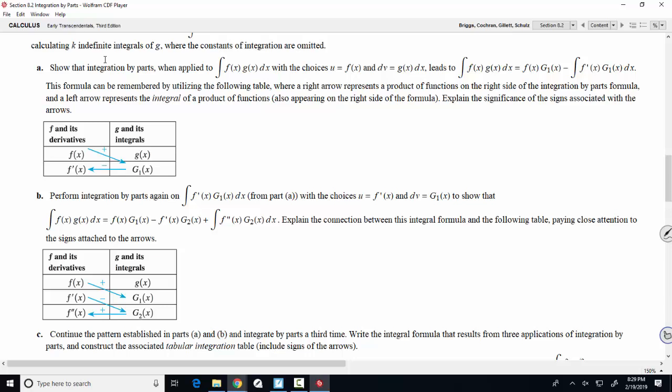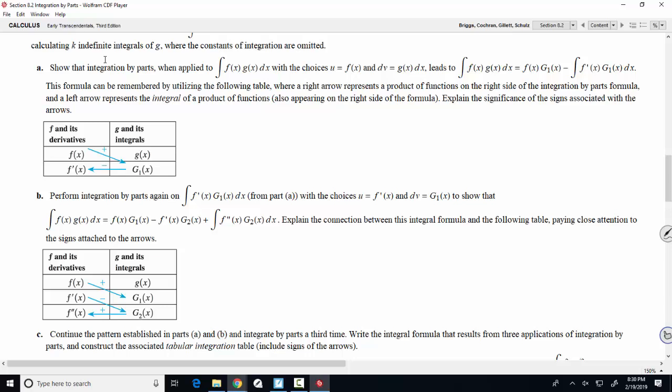So along this column here, we have our choice for u and all of its derivatives. This column, g and all of its antiderivatives. We then have to correspond them in a certain way. When we move across, we're multiplying those two functions together. When we move horizontally, we have the integral of those two functions multiplied together.